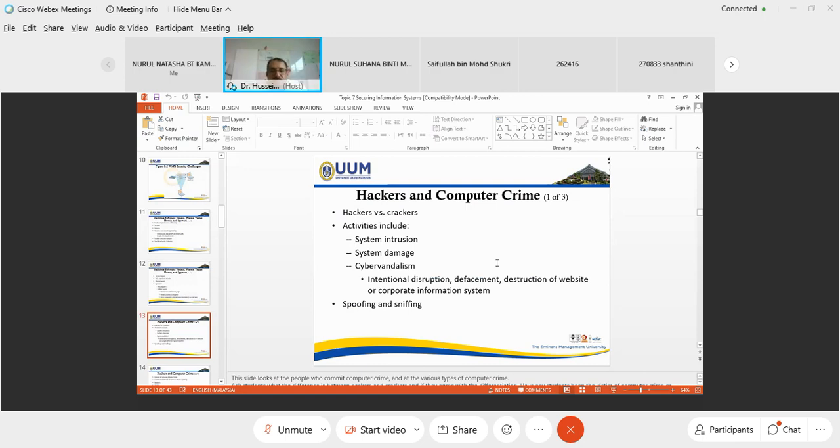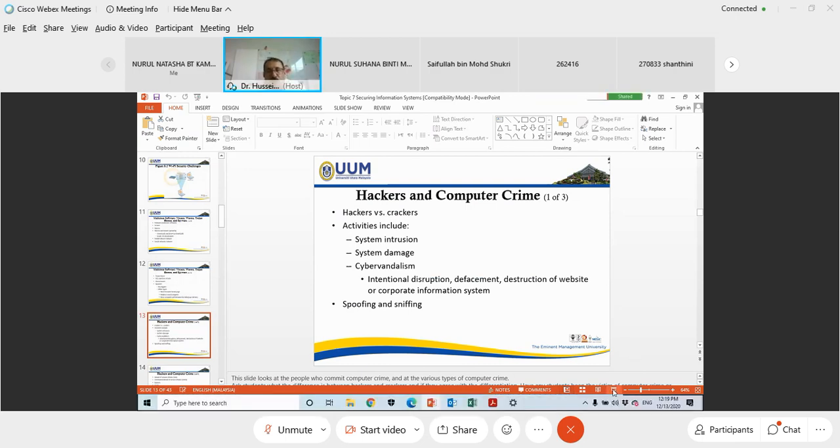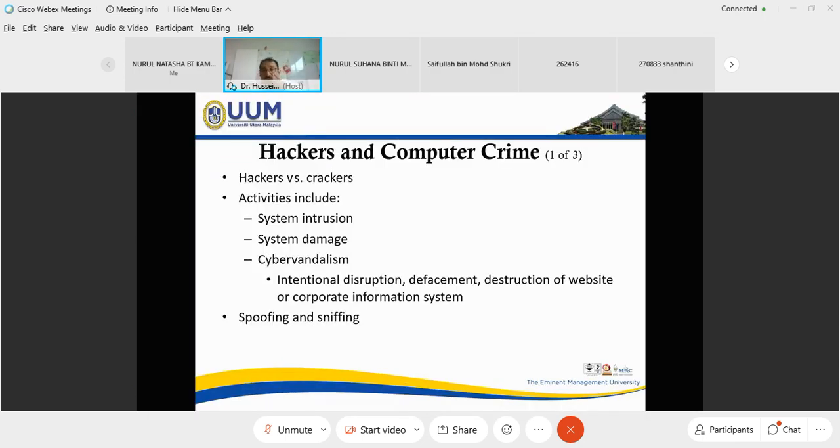Hackers and computer crime. What are these? We know hackers and we have crime, but also computer crime. This means practicing or taking other people's belongings or things without rights. So what activities are included? Hackers versus crackers. What are hackers and what are crackers? What are the activities included among hackers? System intrusion.